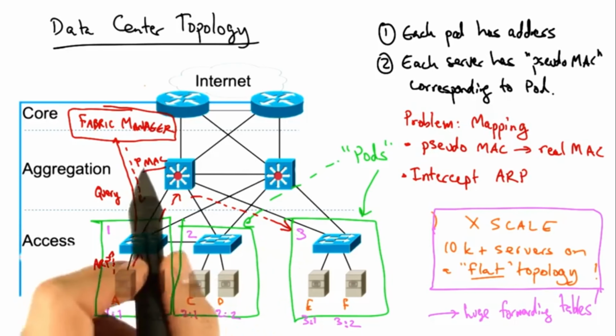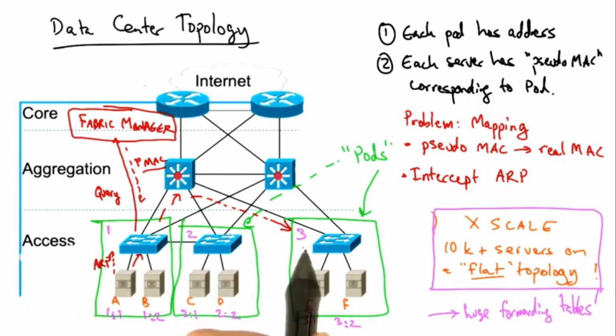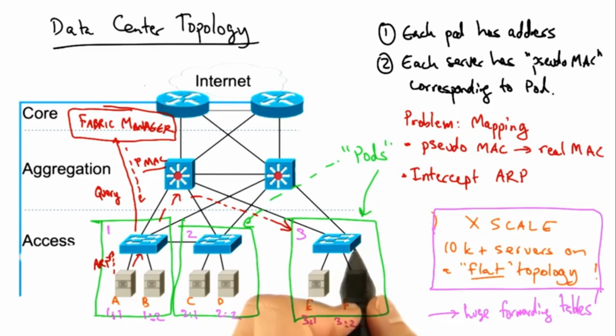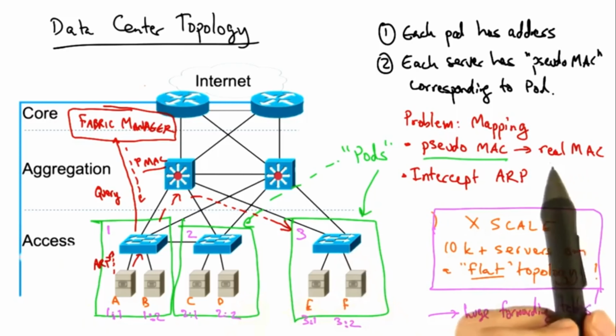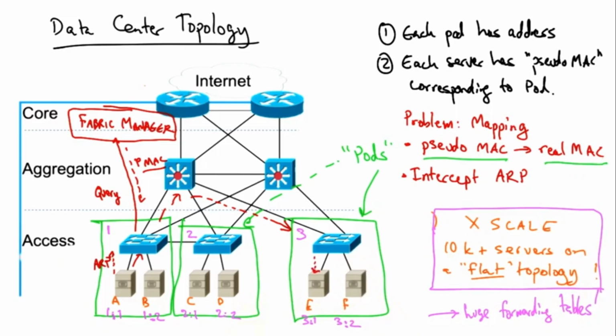Once the frame reaches the destination pod, let's say in this case pod 3, the switch at the top of that pod can then map the pseudo MAC address back to the real MAC address, and the server that receives the frame receives an Ethernet frame with its real destination MAC address, so it knows that the Ethernet frame was intended for it. By intercepting ARP queries in this way, and providing a mapping between topological pseudo MAC addresses and real physical MAC addresses, we can achieve hierarchical forwarding in a large Layer 2 topology without having to modify any host software.